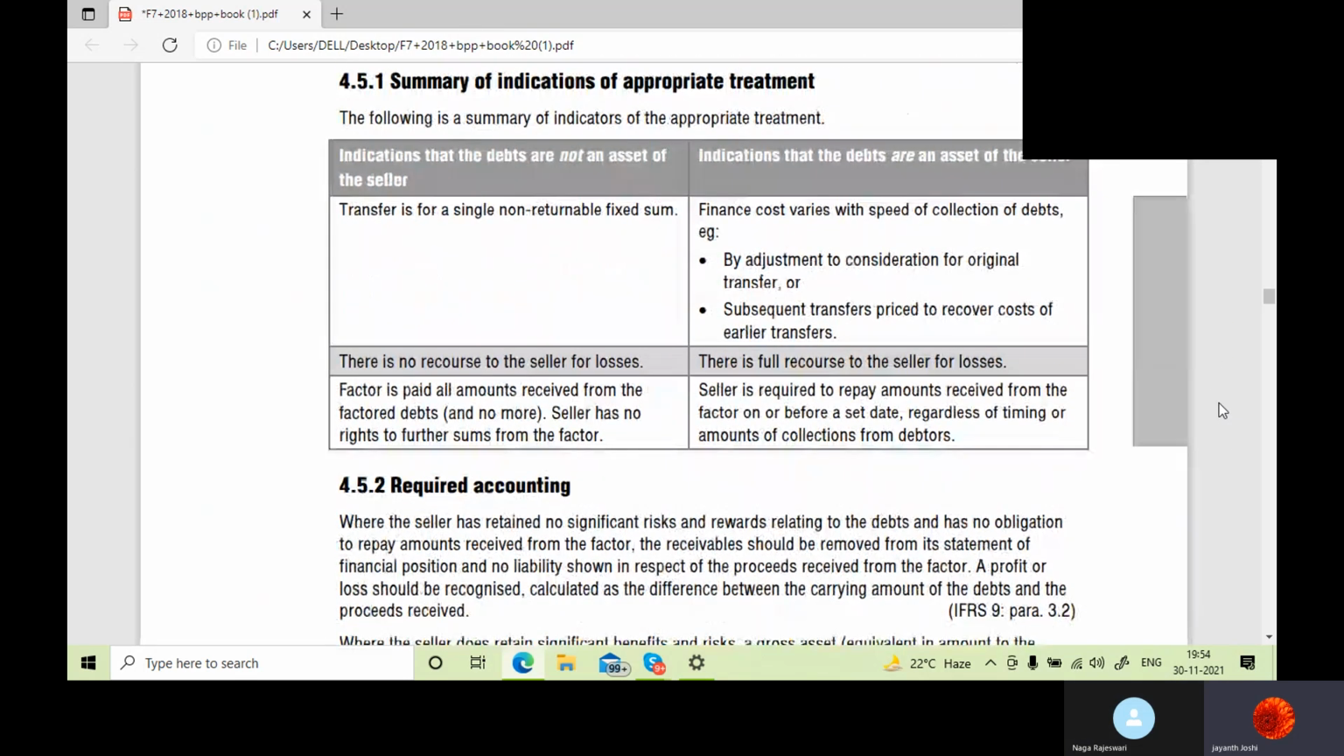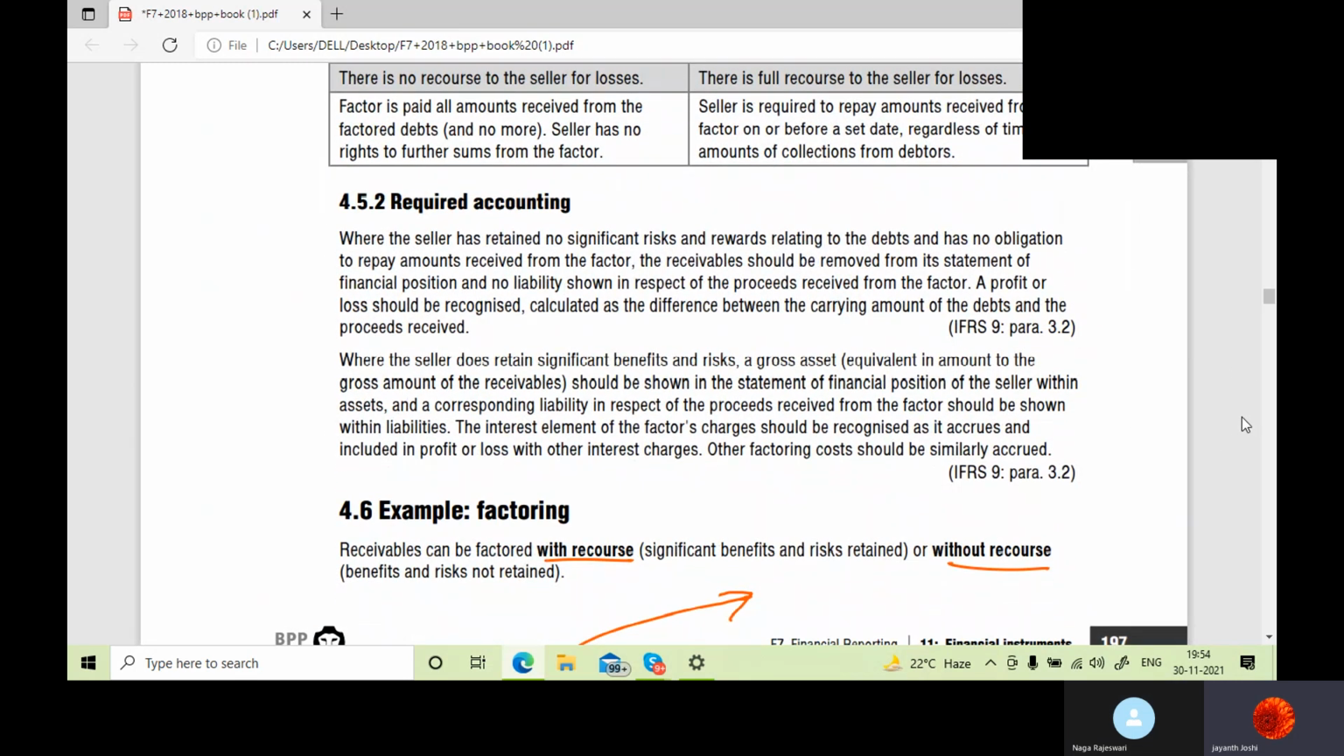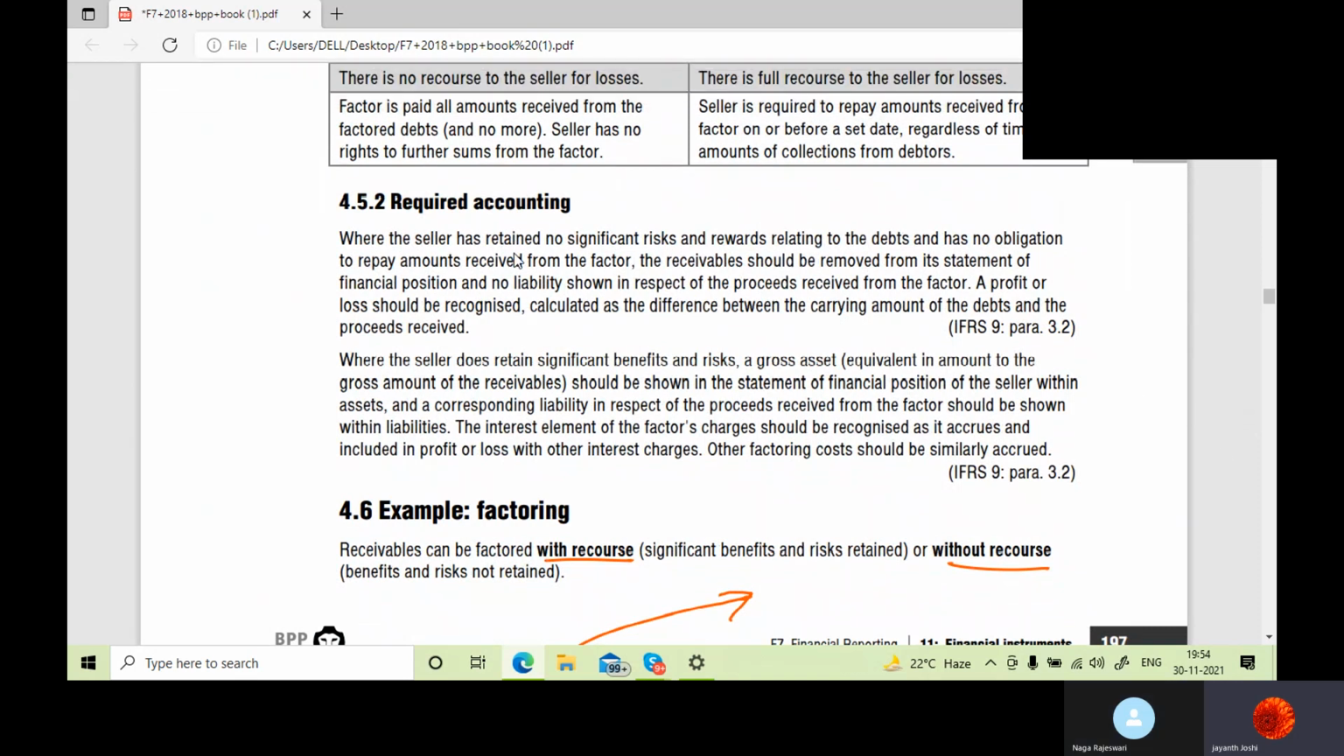Much of the factoring question won't come to you. Okay, just theory will come because they did not give this in your syllabus.